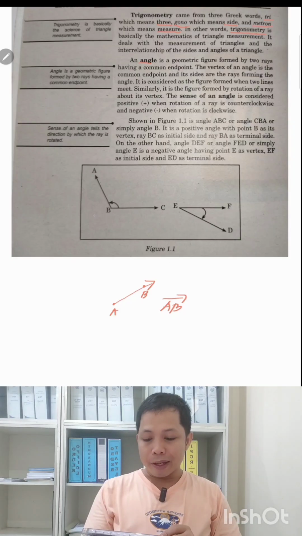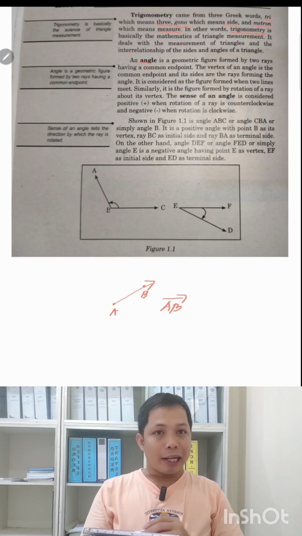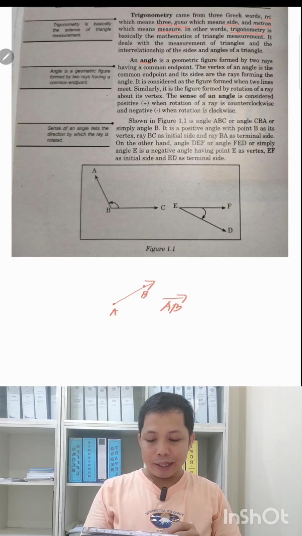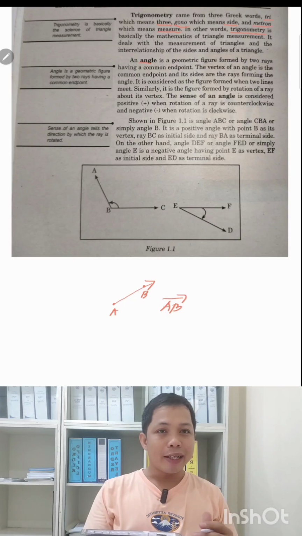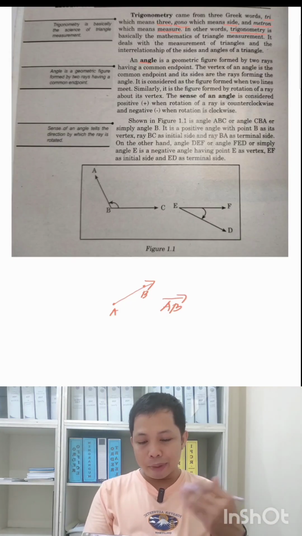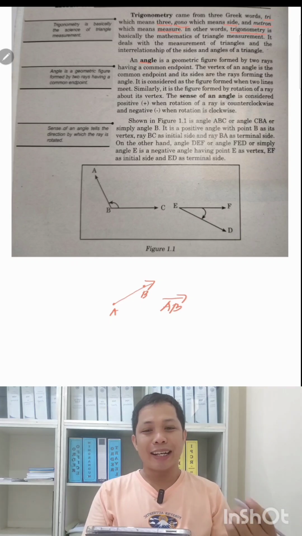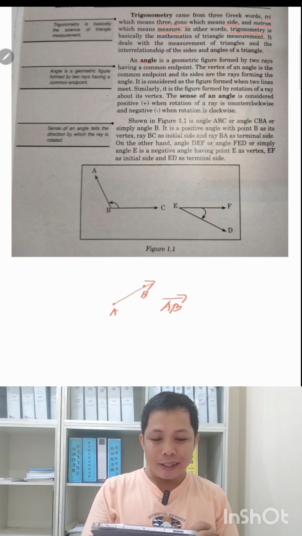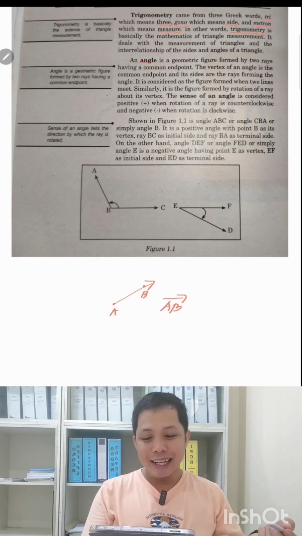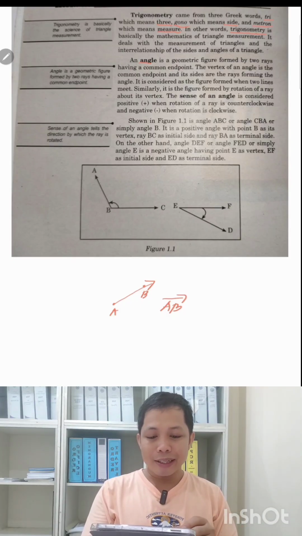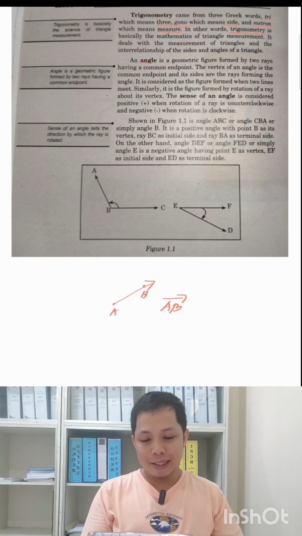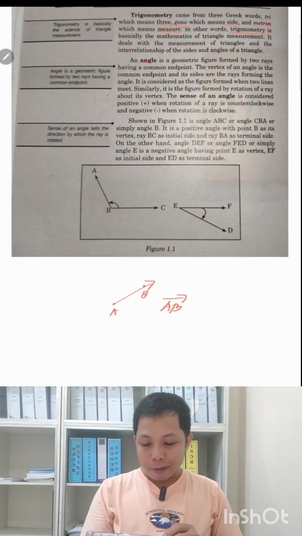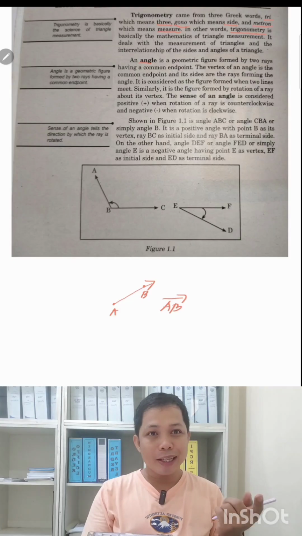For example, we have the figure on the left, ABC. We have ray BA and then ray BC, and they meet at a common endpoint B, and the opening is called the angle. So it is considered as the figure formed when two lines meet, or the two rays meet. Similarly, it is the figure formed by rotation of a ray about its vertex. In this figure, we have two rays, BA and BC. The opening is an angle.